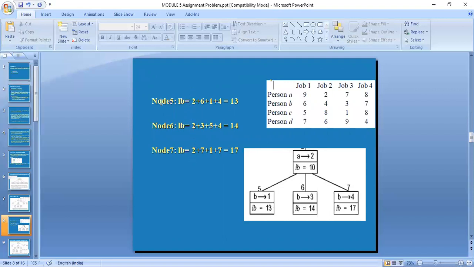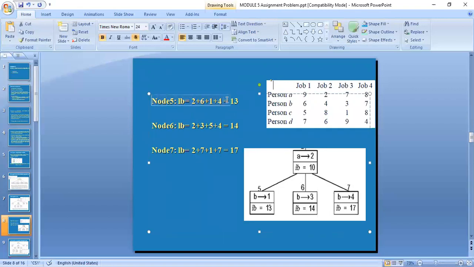So first we will complete node 5. If you see this node 5, what is for job person A? Person A is with job 2 and the value is 2. Now person B, we are saying it as job 1. Job 1, what is the value? Value is 6. Got it?